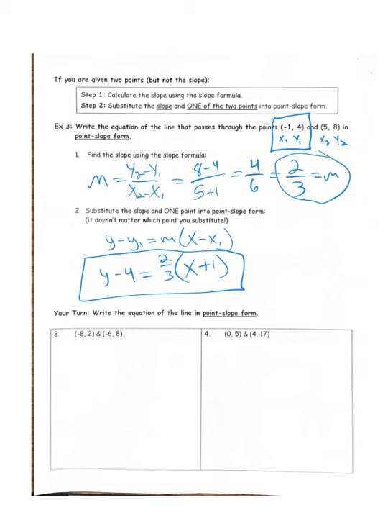So go ahead and try this with examples 3 and 4. First, calculate your slope using your slope formula, and then plug in the slope and one of your points into the point slope form. So go ahead and do that now. You can pause the video while you do that.